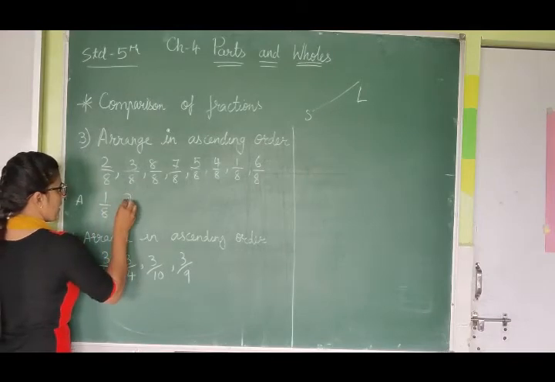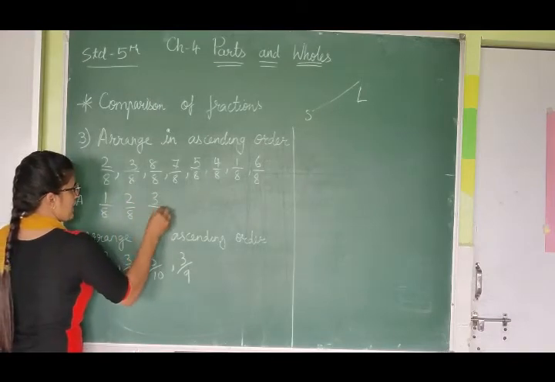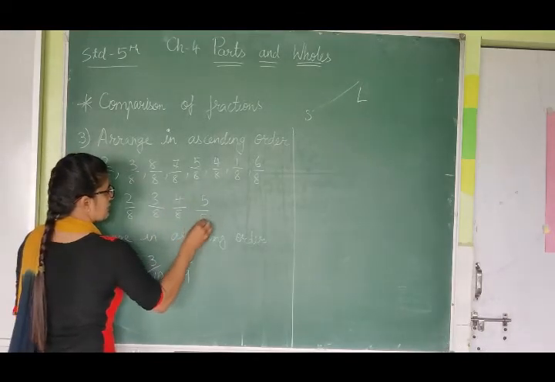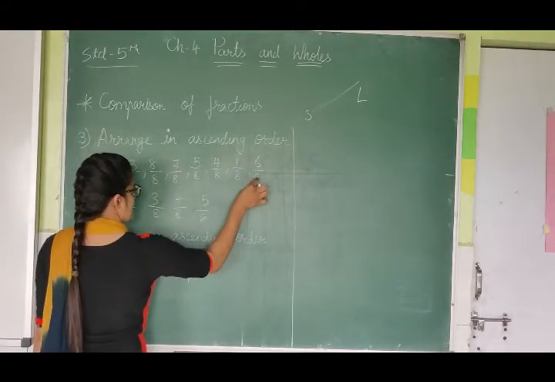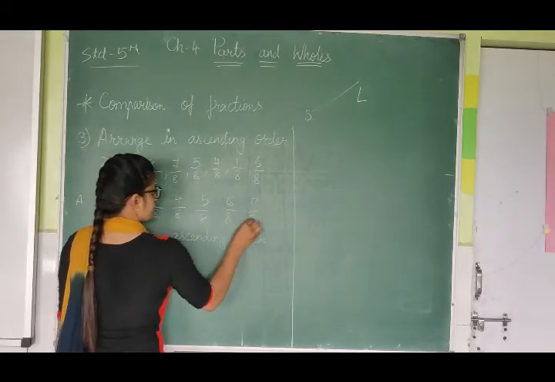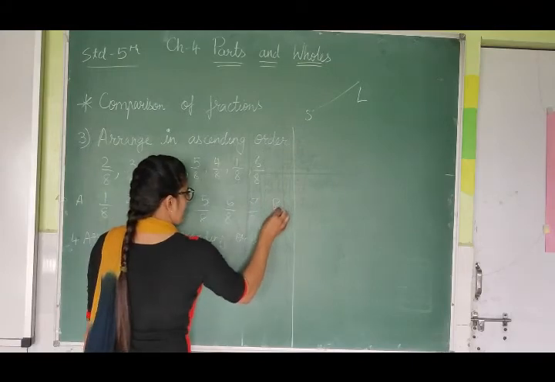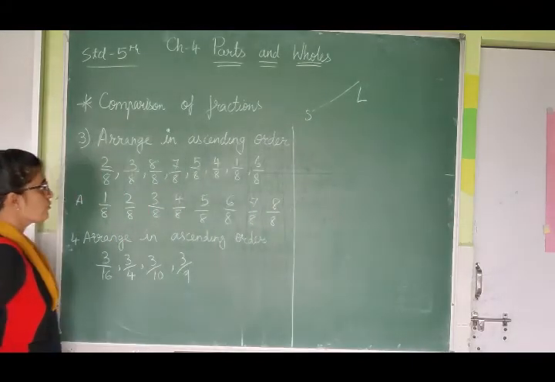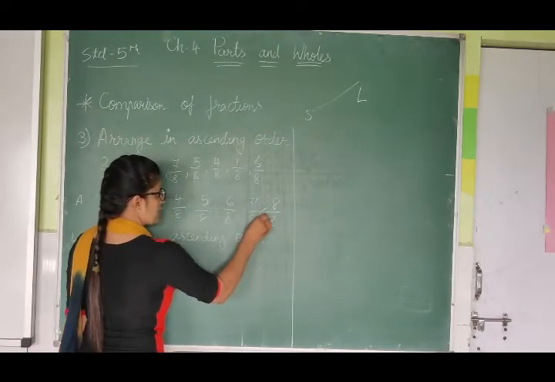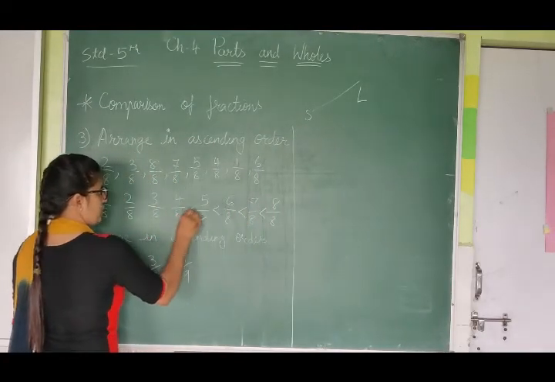After that 2 by 8. After that 3 by 8. After that 4 by 8. After that 5 by 8. Then 6 by 8, 7 by 8. And last 8 by 8. Now which sign do we have to put? We are increasing, so this is the greatest. So this less than sign we have to put.